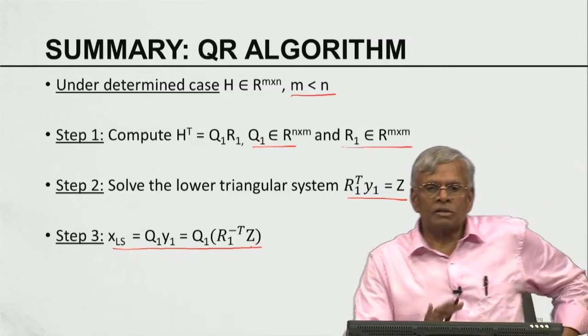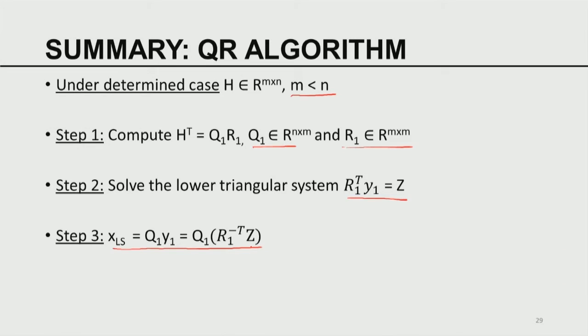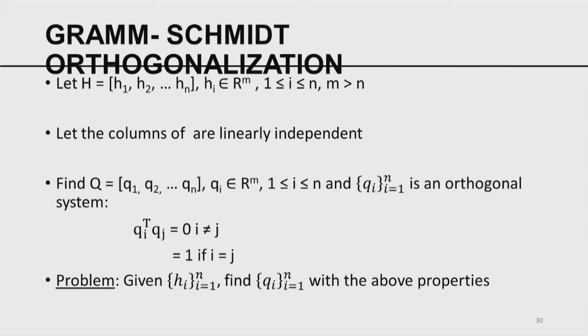So with this, we have completed a discussion of the QR decomposition algorithm, modulo the method for decomposition, QR decomposition. And that is given by the method called Gram-Schmidt orthogonalization. So now I am going to conjure up a case and illustrate how, given a matrix H, I can deliver the Q factor and the R factor.